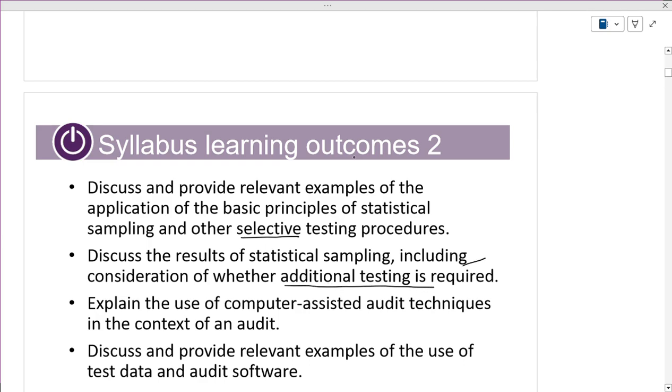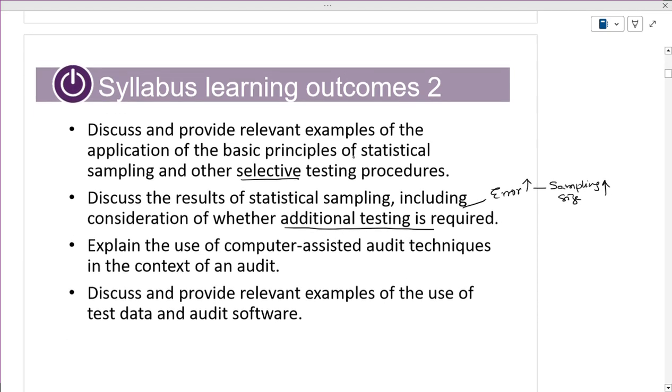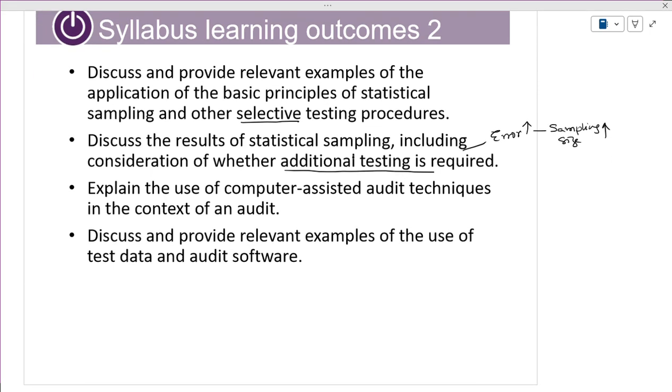What will happen if there are more errors or more material misstatements? Automatically we will increase the sample size. If there are more errors, definitely we will increase the sample size. Apart from that, something more is given.